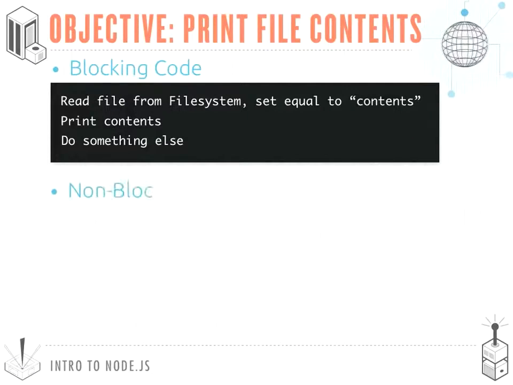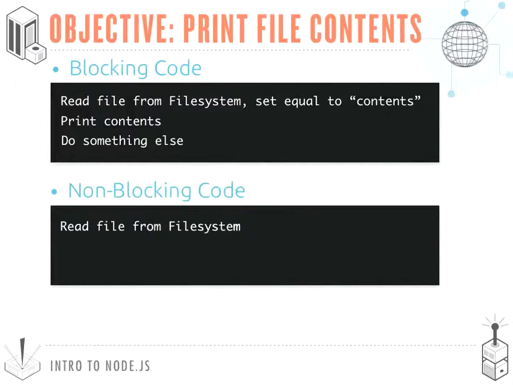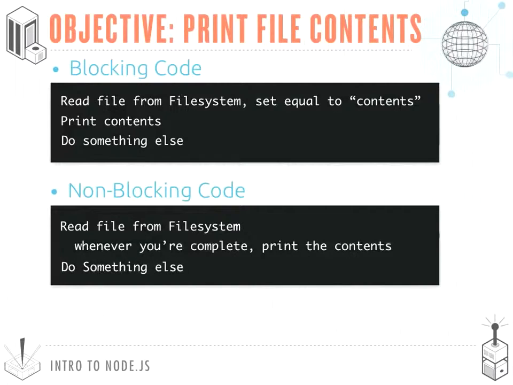What would a non-blocking version of this code look like? Well, we might read the file from the file system. Whenever we're complete with that, print out the contents from the file, and then finally do something else. That technique of saying, when you're complete, do this, we call a callback. We're going to call back that function once the file is done reading. Executing the pseudocode might go like this, where we read the file from the file system. We might do something else, so it's simply going to continue on, and then at any point in time in the future, when it's done reading the file, it's going to print the contents.